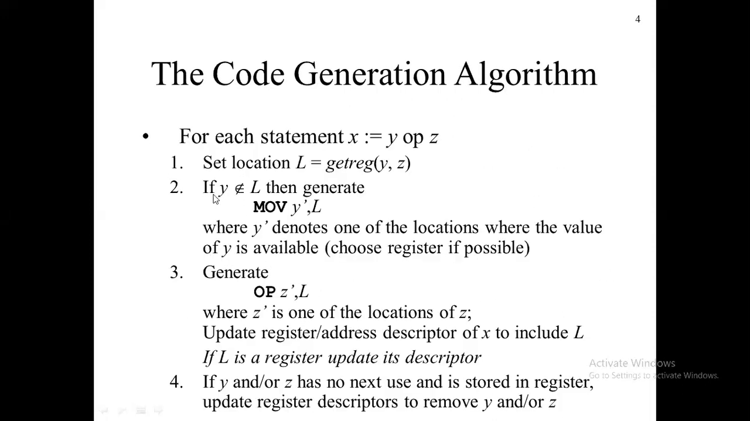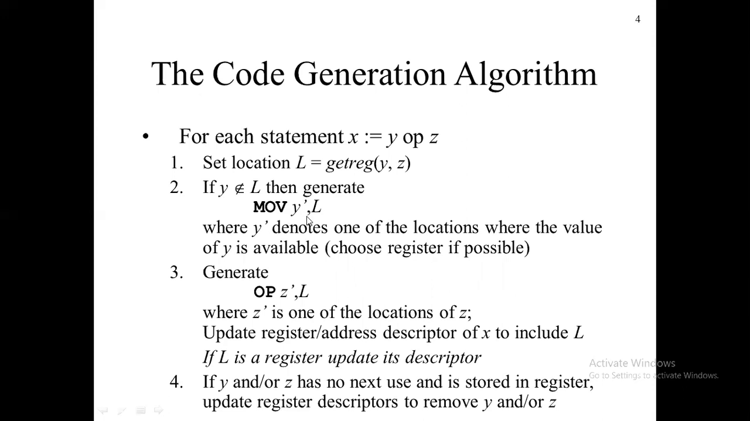Second, you are checking whether Y has a particular location. If Y does not belong to only one location, then you have to move Y', L. Here Y' denotes one of the locations where the value of Y is available. That is, Y may be in a register or in memory. When you take the Y value from memory, it takes more time, because memory is slower to process. So it is better to choose the registers.